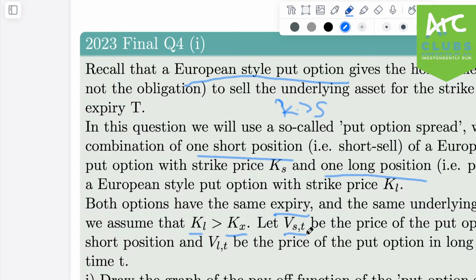So let VST be the price of the put option in the short position, and VLT be the price of the put option in the long position. And they want us to draw a payoff diagram to show how much money we can make. Okay, so let's just try to do this question.